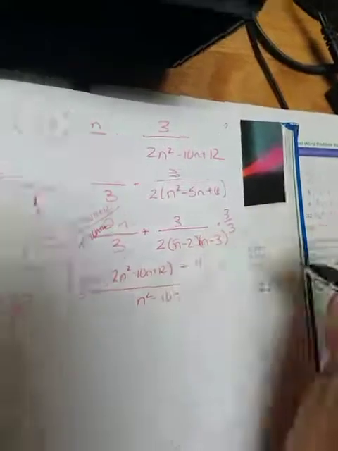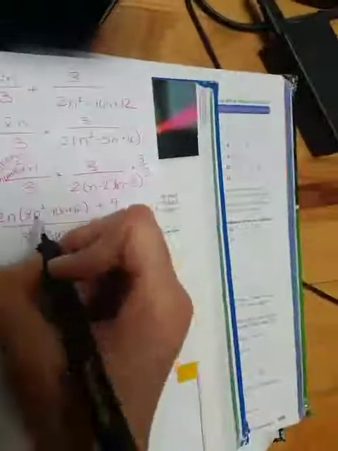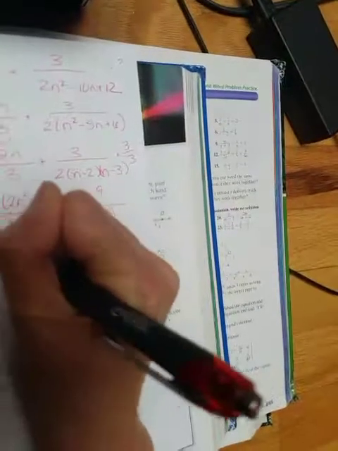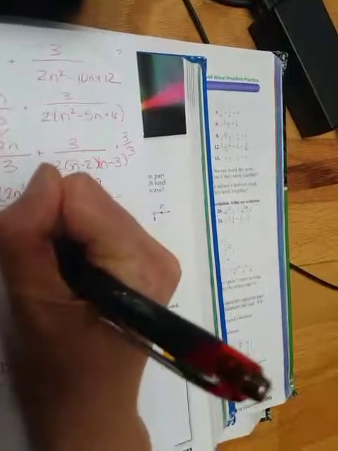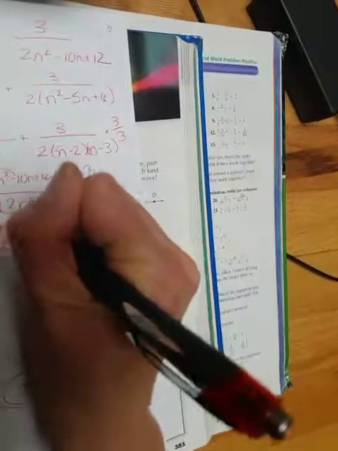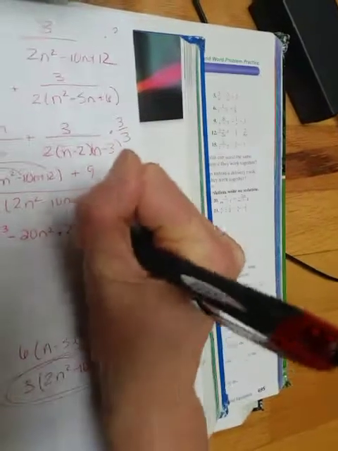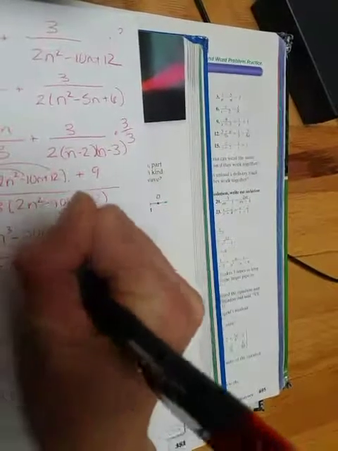Okay, so people have left it like this, but you need to combine like terms and distribute in. So 2n times 2n squared is 4n cubed. And then I'm going to have a minus 20n squared and a plus 24n and a plus 9. And that's all over the same denominator.